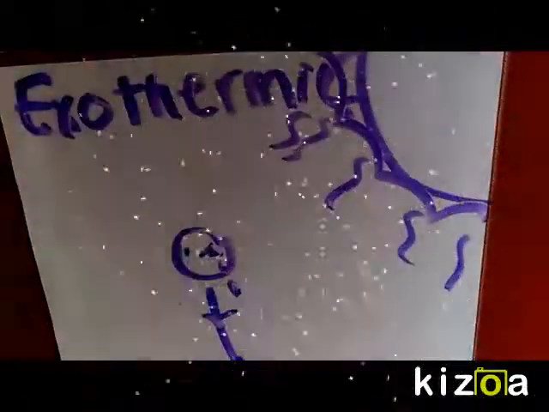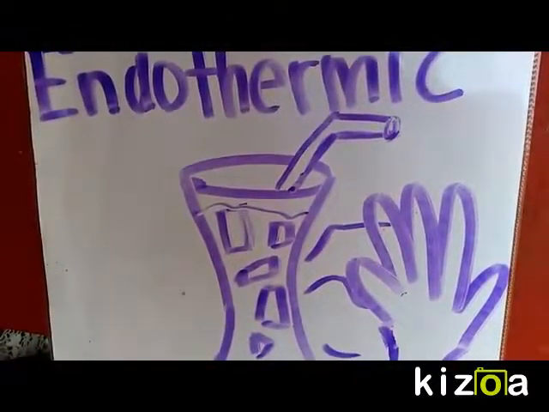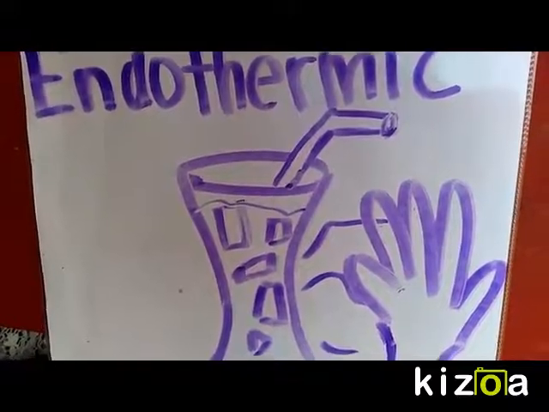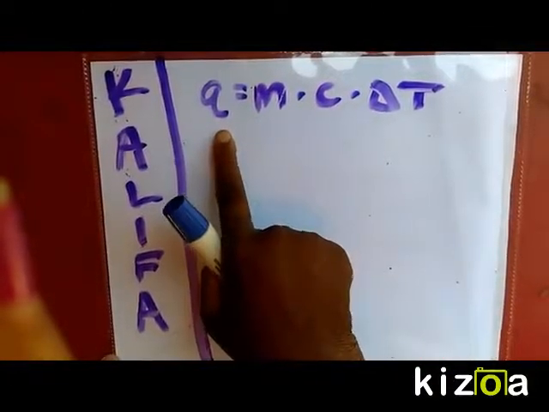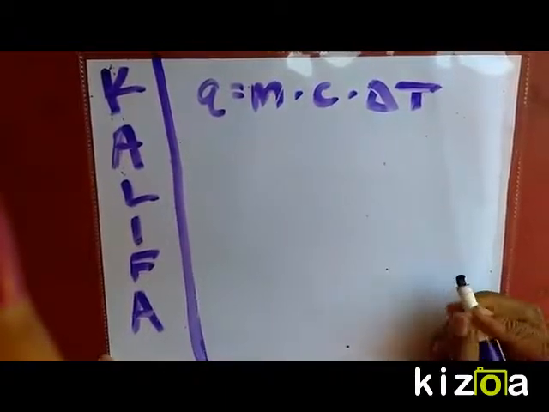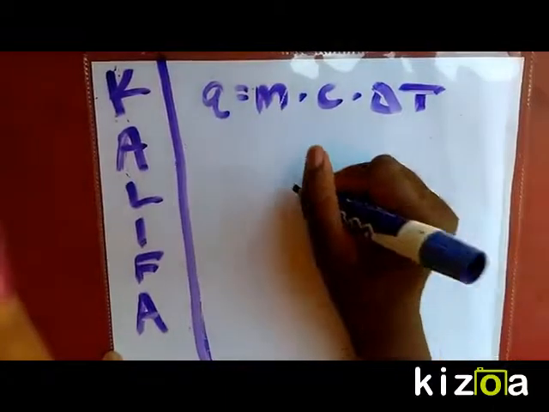Exothermic is like the sun releasing heat. Endothermic is when your hand absorbs the heat from the cold drink. And the joules in an element is represented by Q. To find this in a problem, it has the unit J.